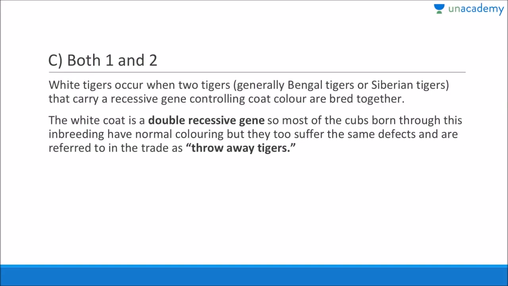White tigers occur when two tigers that carry a recessive gene controlling coat color are bred together. It is called a double recessive gene. And they suffer from the defects of inbreeding and they are referred to as throwaway tigers.